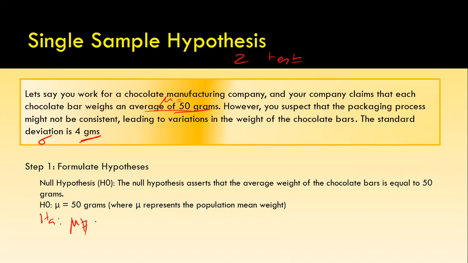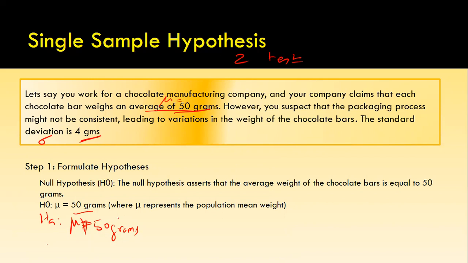As a quality manager, you want to conduct a two-tailed test. You want to test whether the chocolate bar weighs less than 50 gram or greater than 50 gram. If it is less than 50 gram, what is going to happen? It leads to customer dissatisfaction.